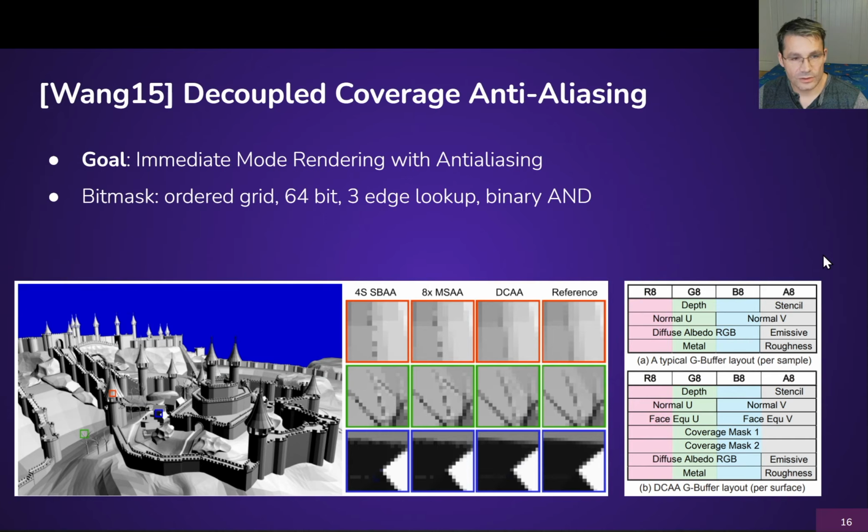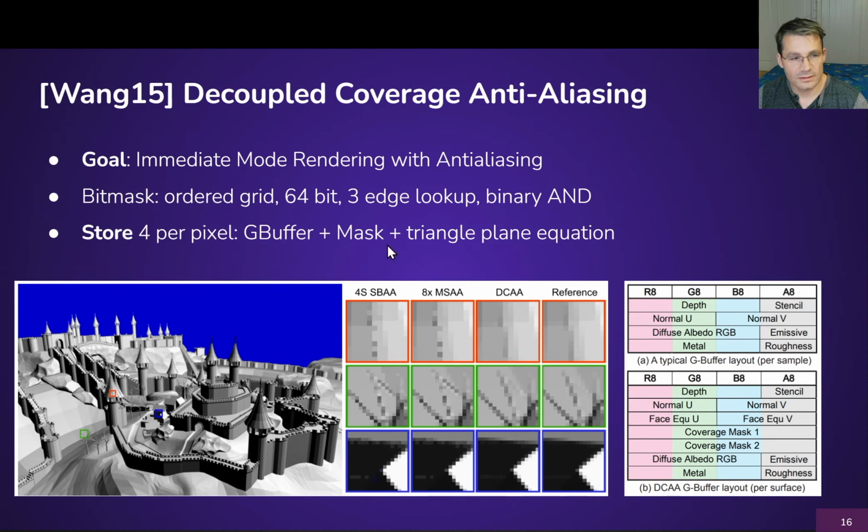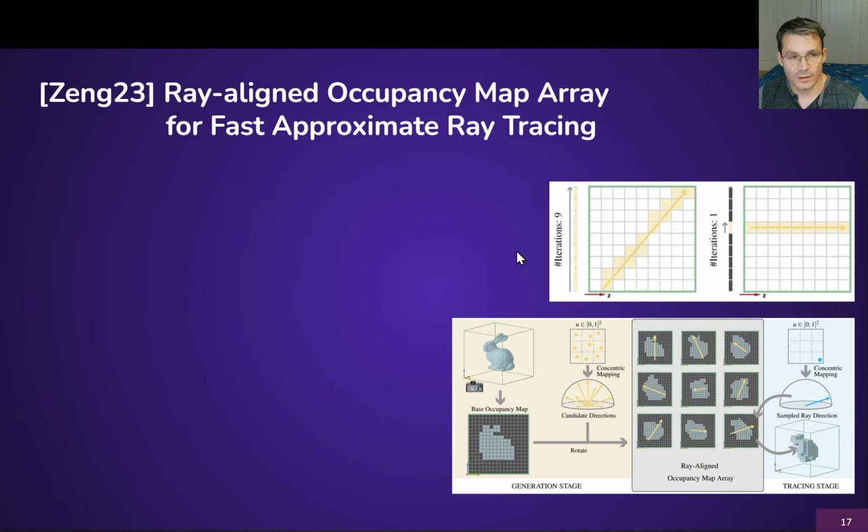In this case, it's an 8x8 grid, it's 64-bit, and you have the usual 3 edge lookups, and then your binary AND. And as I said, it stores 4 gbuffers per pixel. It additionally stores the mask and also a triangle plane equation to get z-buffer intersections correctly resolved. Maybe with hardware support, this could be a really good solution.